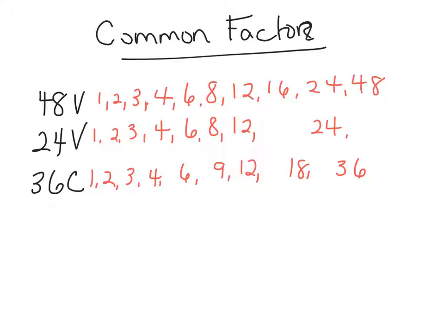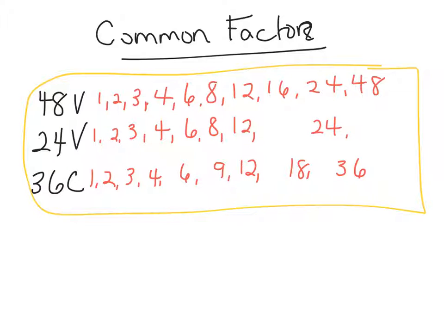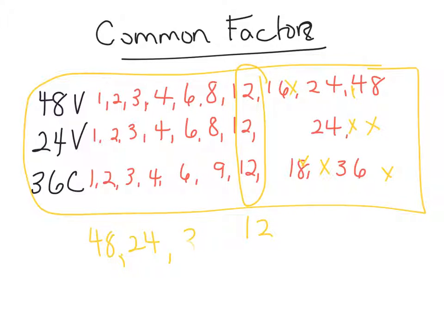So all of these are common factors, but we want the greatest that is in all 3. Well, it can't be 48 because there is no 48 here or here. It can't be 24 because there's no 24 here. It can't be 36 because there's no 36 here. It can't be 16, and it can't be 18. The only one it could be is 12. And so the greatest common factor of 48, 24, and 36 is 12.